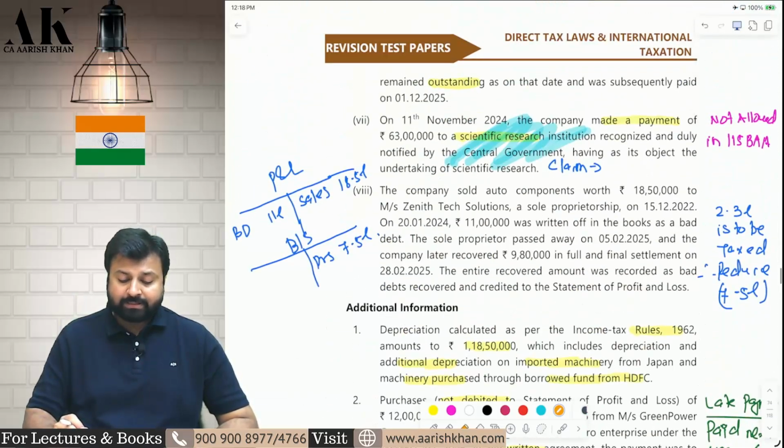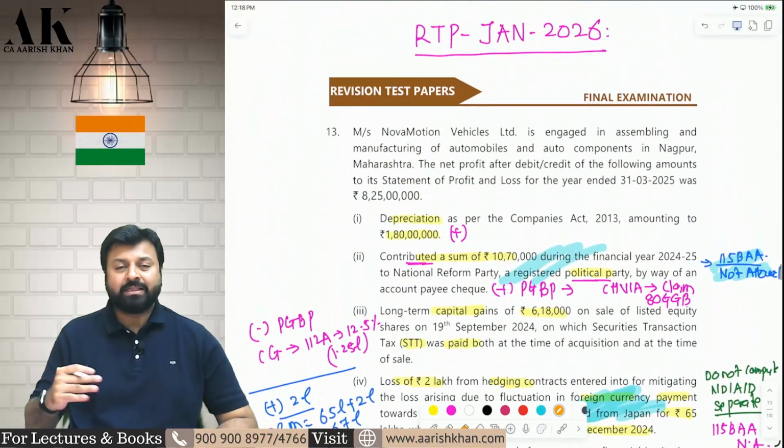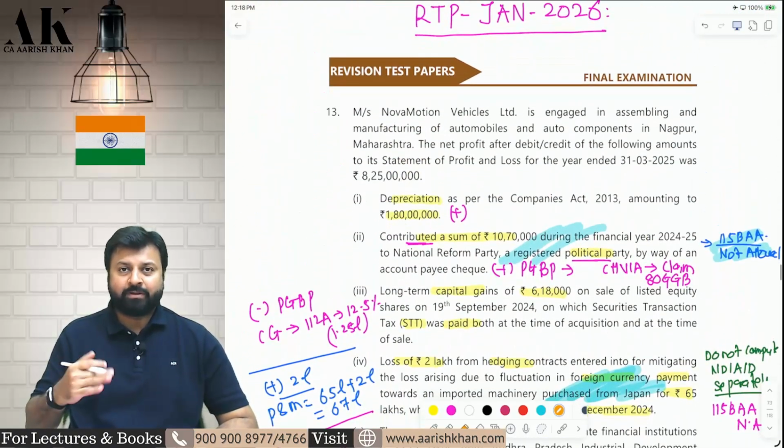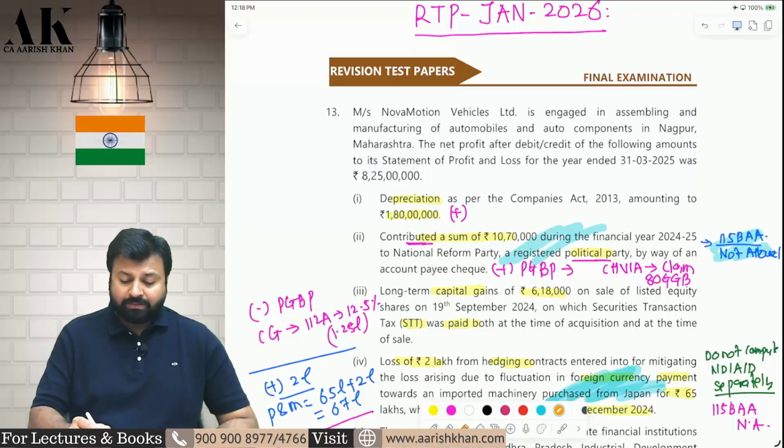Okay. Now, let's start the question as per normal provision first, and then we will talk about which items are not allowed in 115BAA. Now, the assessee is engaged in manufacturing some automobile items, and the profit of the assessee is 8 crore 25 lakhs.